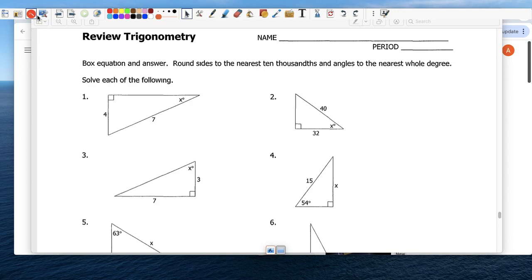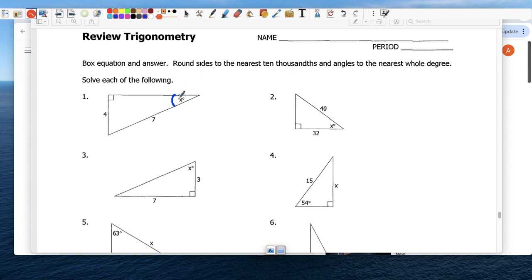So this is your sine, cosine, tan review. I'll do a few here and there. So now we're talking about this angle here. They want us to find the angle, so you know you're going to use the inverse function.